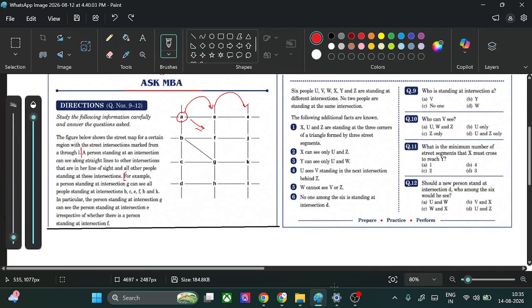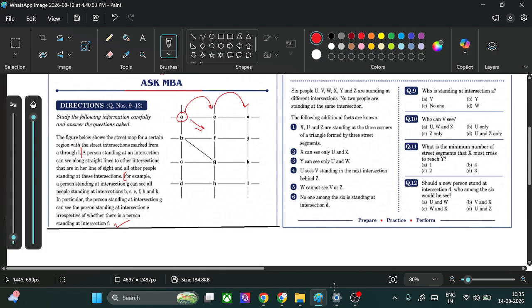You can read this entire data. For example, a person standing at the intersection G can see all the people standing. Like whatever I have just explained, the same thing they are trying to explain here. Right? Now, this much is not enough for what we need to find out. The rest of the information is given on the second page.